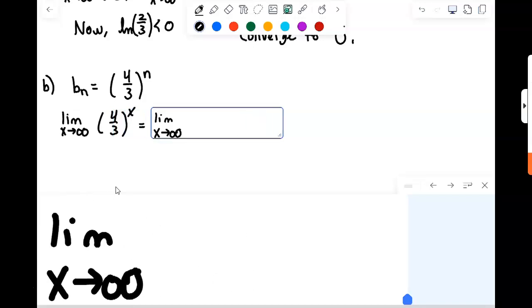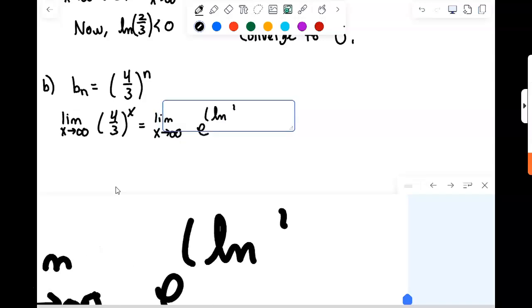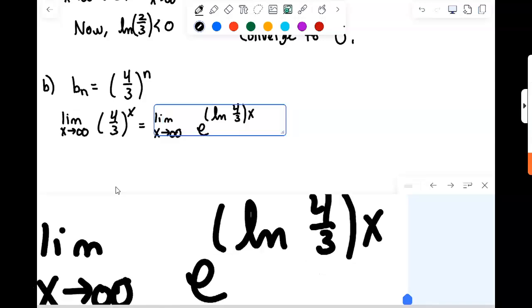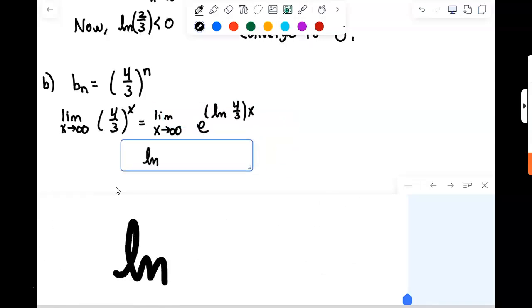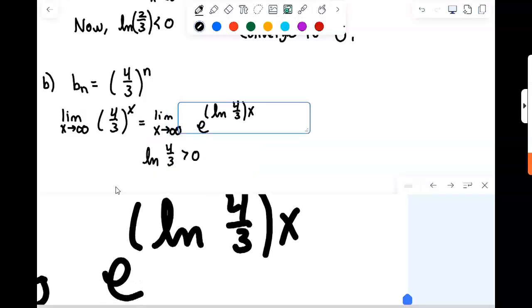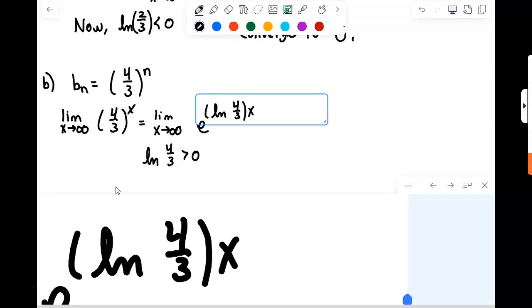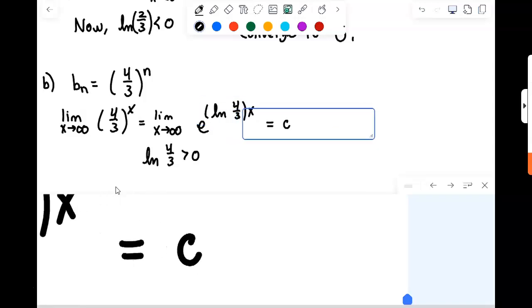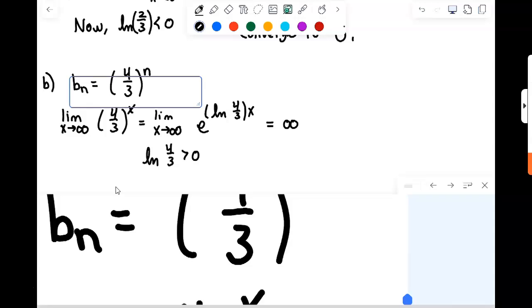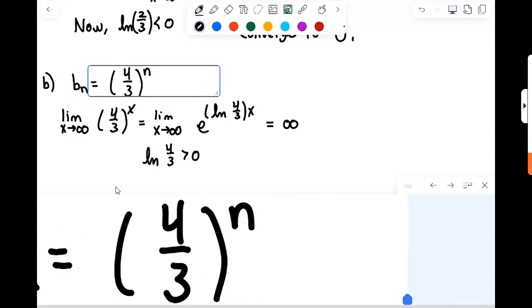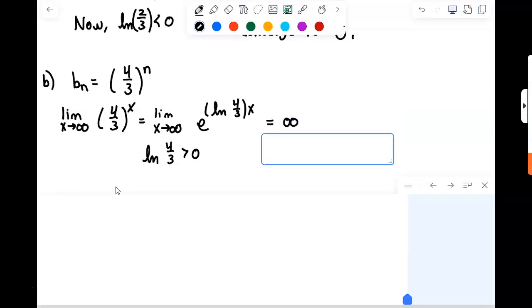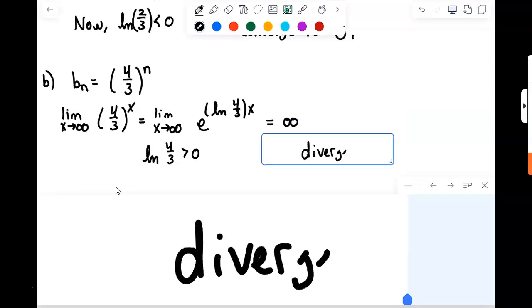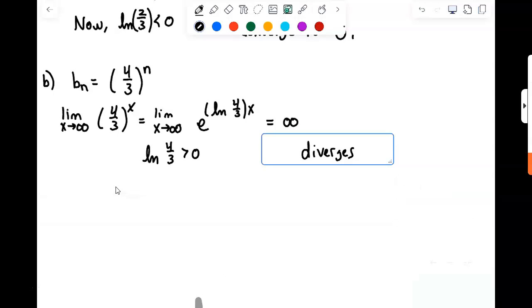So that's going to be the limit as x goes to infinity of e to the ln of 4/3 times x. But ln of 4/3 is a positive number. So this is e to a positive power now. And so as x goes to infinity, e to that positive power is also going to go to positive infinity. So this 4/3 to the n, where the ratio is 4/3, diverges. It does not converge.